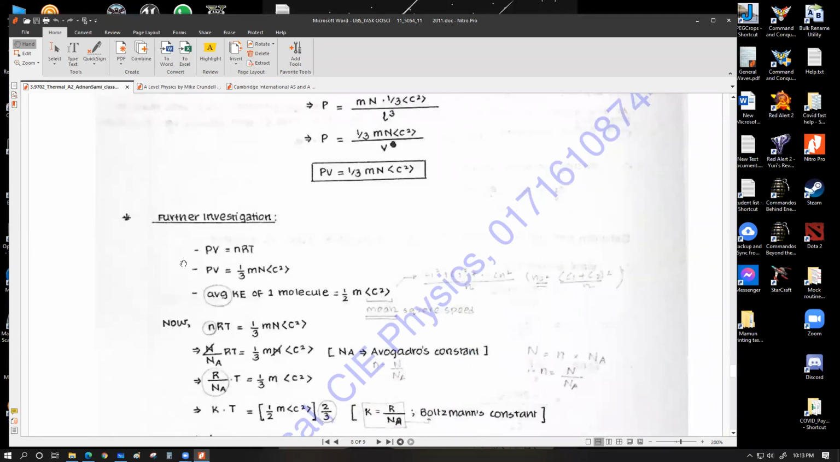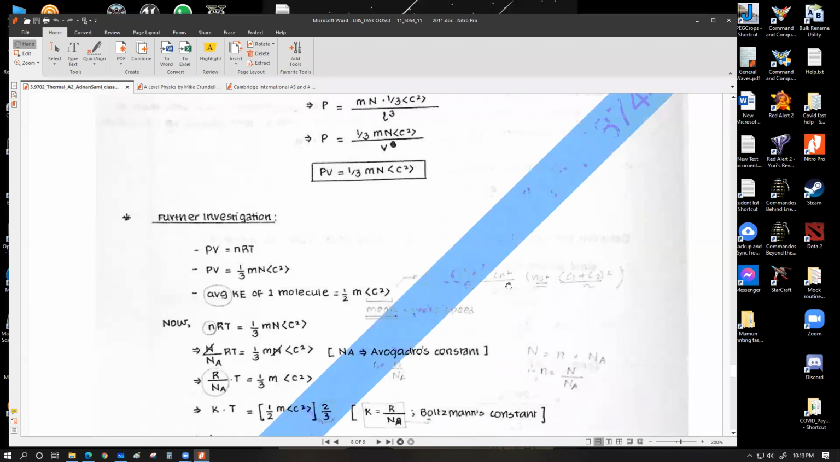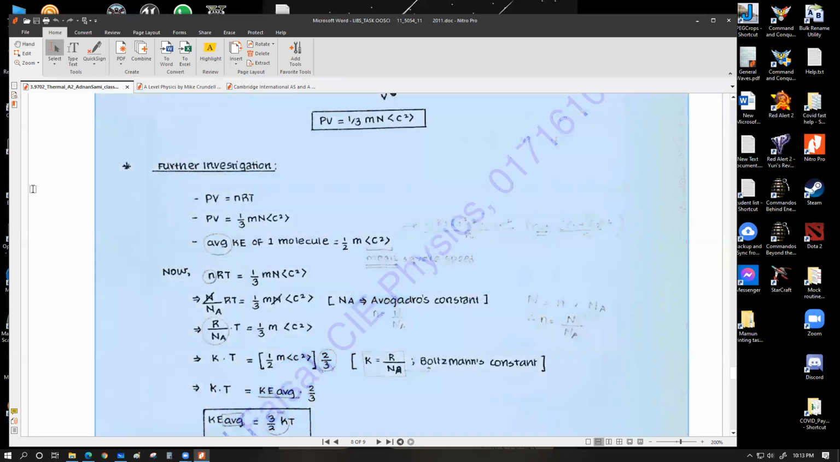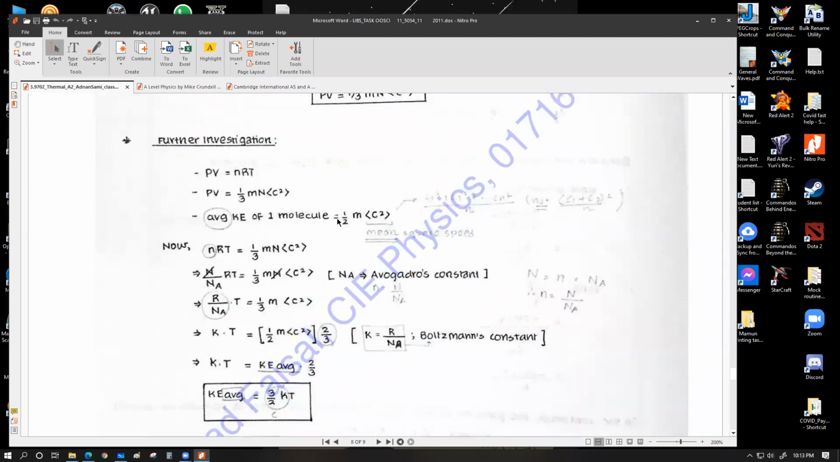Further investigation, we know PV equals to 1/3 nRT. We just derived PV equals to 1/3 mn c square. Now you can do a couple of other things. Next thing that we have over here is, average kinetic energy of one molecule is given by half mc squared. Now this is the expression for average kinetic energy of one molecule.